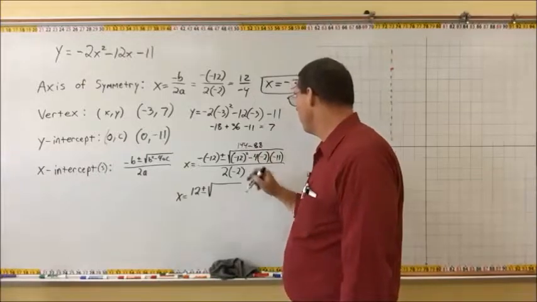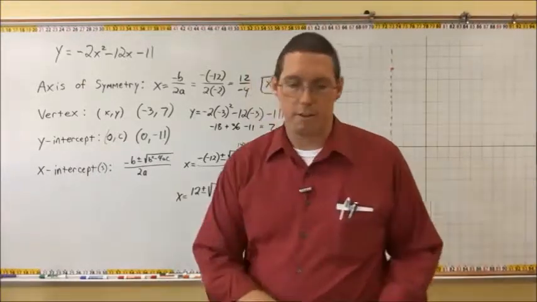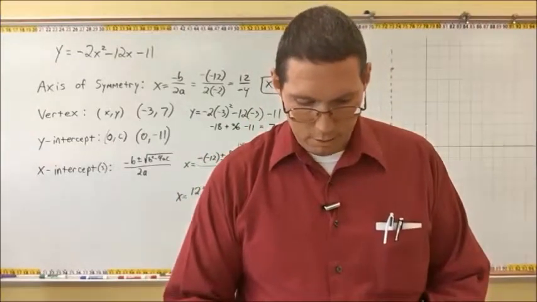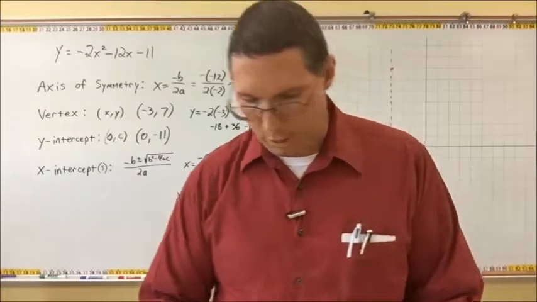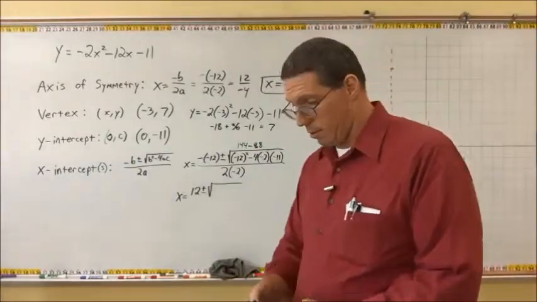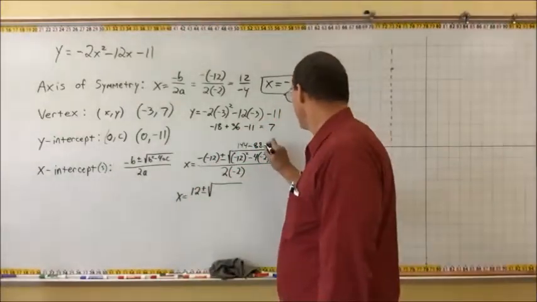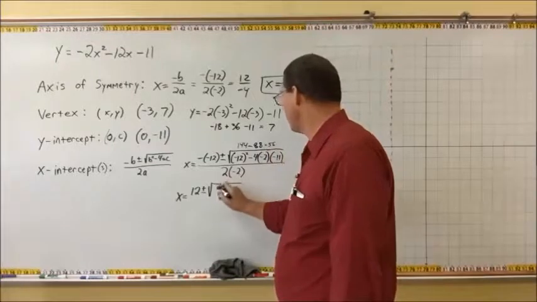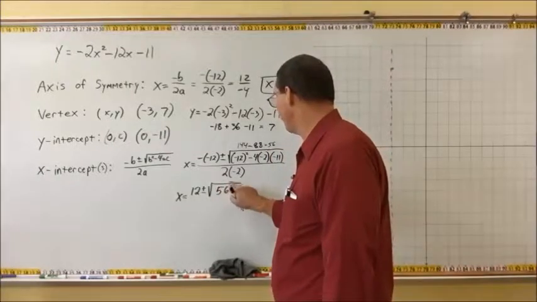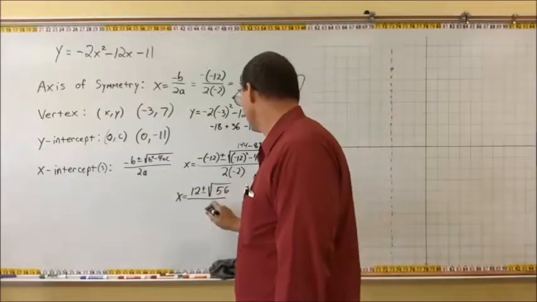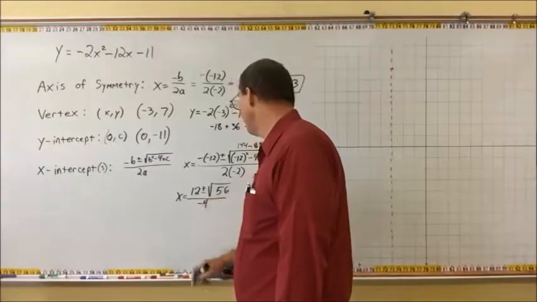Now, 144 minus 88, forgive me, it's late in the afternoon. That's why we have calculators for teachers who are in a hurry, is 56. Okay? So this is going to be 56. So that means this is the square root of 56 all over 2 times negative 2 is negative 4.